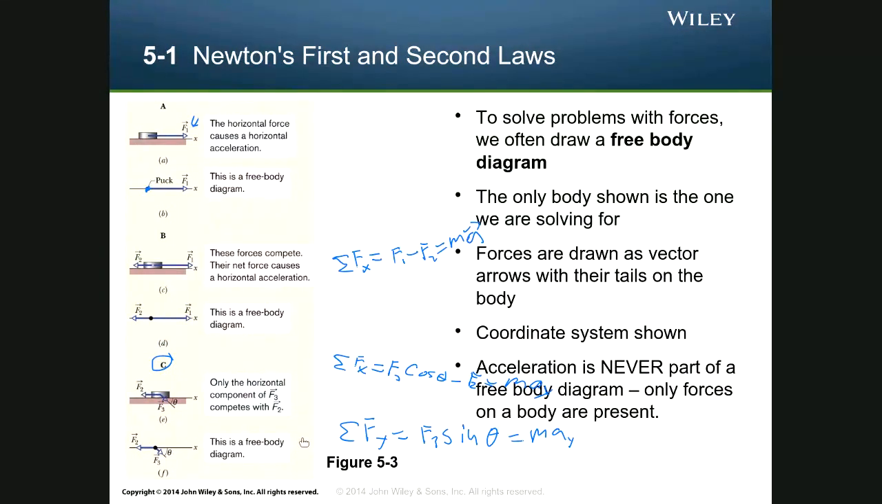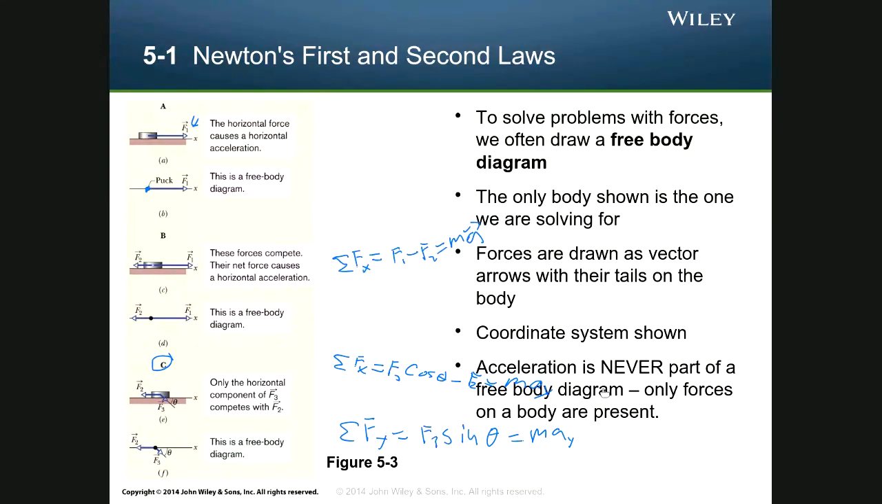That's how we analyze this free body diagram. Okay, so that's how we set up the equations. So what basically the point of a free body diagram is, and remember free body diagrams only have forces. So the only body shown is the one we are solving for. The forces are drawn as vector arrows with their tails on the body. A coordinate system is shown. You'll notice you need your coordinates because you'll need to get your angles down. Acceleration is never part of a free body diagram. Only forces on a body are present.